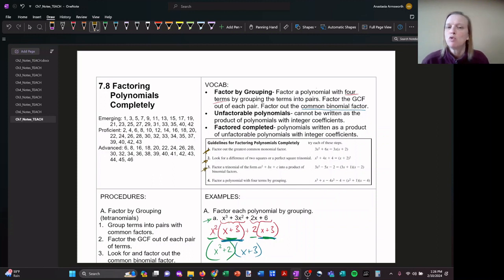Next, you just do normal factoring. This is what we learned a couple topics ago, just trying a bunch of different factors, seeing which values add up to the center term correctly. And lastly, you can try the strategy that we've just learned about. If you've got a polynomial with 4 terms, a tetranomial, you can factor it by grouping.